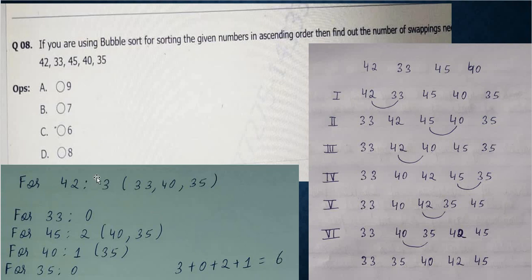Like for 42, the numbers on the right side which are less than 42, it is 3. For 33 it is 0. For 45 it is 2, and for 40 it is 1. So the answer is 3 plus 0 plus 2 plus 1, which is 6, which is option C.